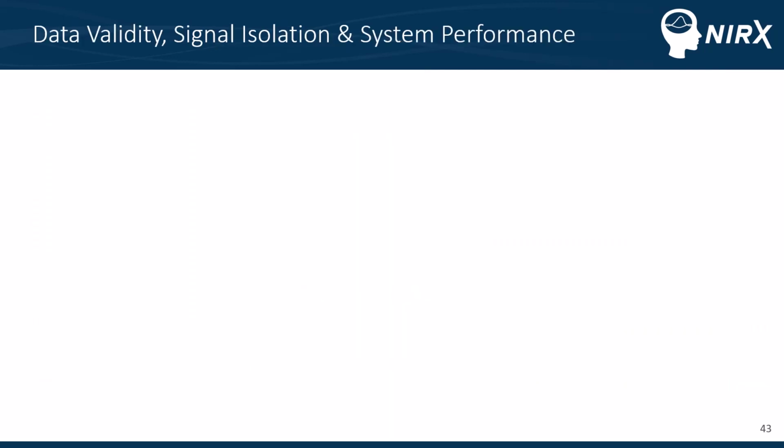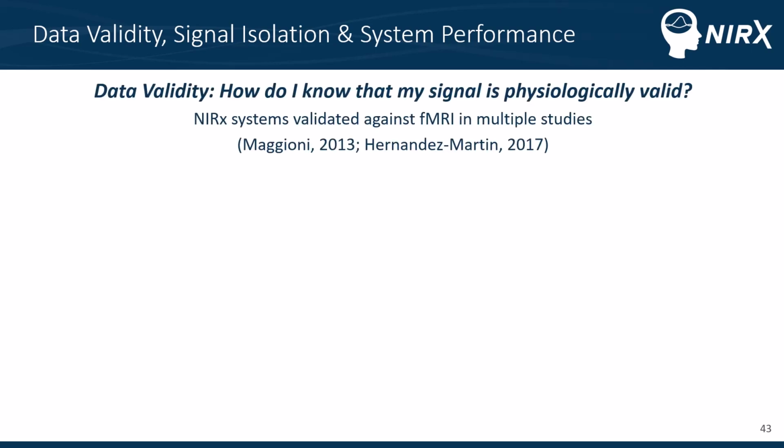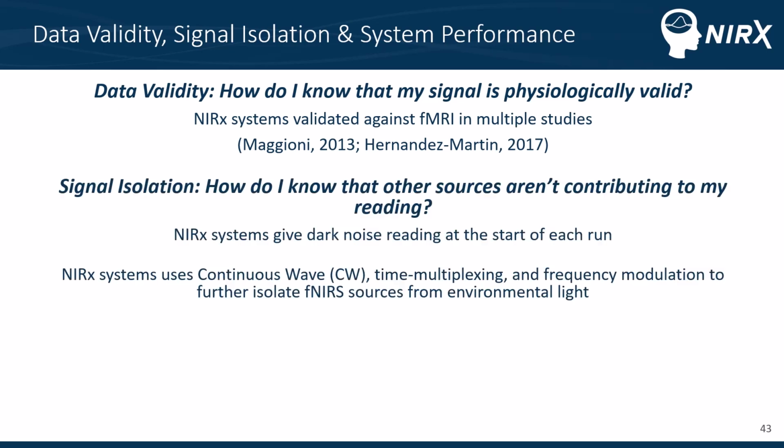Okay, data validity, signal isolation, and system performance in the NIRx platform. Data validity: how do I know that my signal is physiologically valid? Well, NIRx systems have been validated against fMRI in multiple studies. That is the closest we can get to assurance, basically, that the signal we're picking up is physiologically meaningful. Not all fNIRS systems have been validated in fMRI, but NIRx systems have been validated.